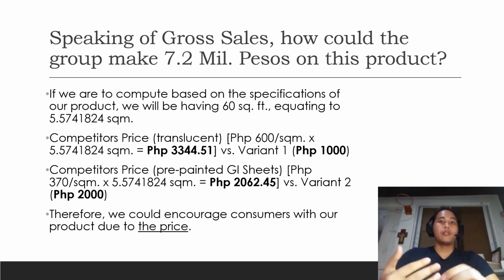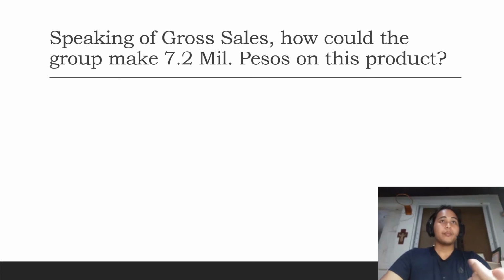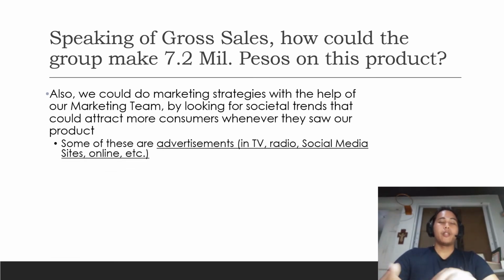Therefore, with our pricing, we could encourage consumers to buy our product because it's much cheaper. Next, the group could consider marketing strategies with the help of the marketing team by looking for societal trends that would attract more consumers whenever they see our product, such as advertisements on TV, radio, or social media.